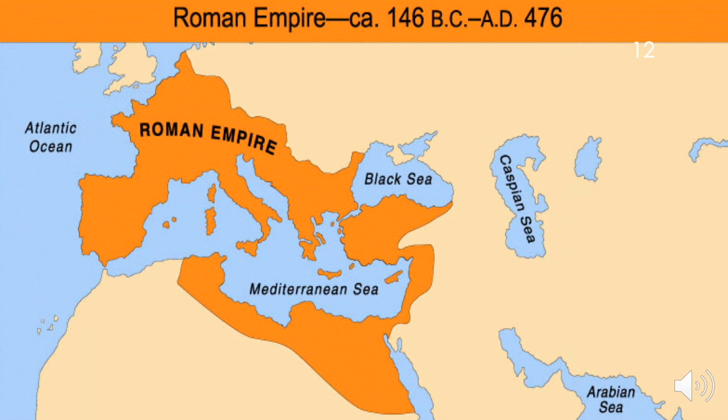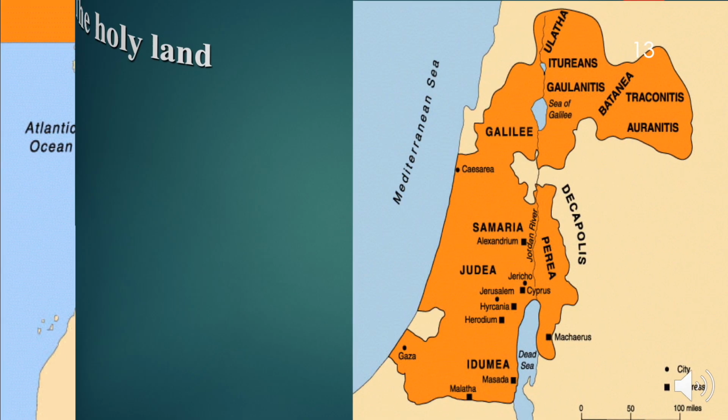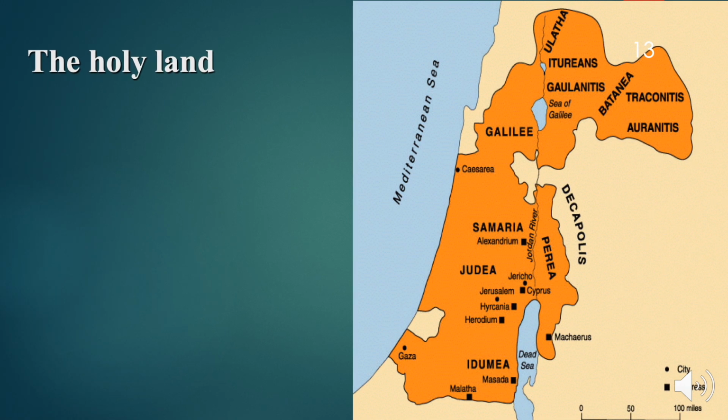Okay, next, when we look at our overview of the Gospels, they were set in the Roman Empire, and in this map of Rome, circa 146 BC to AD 476, we see the Roman Empire circling the Mediterranean Sea, all the way from North Africa and up around Europe and through Spain. The Holy Land.